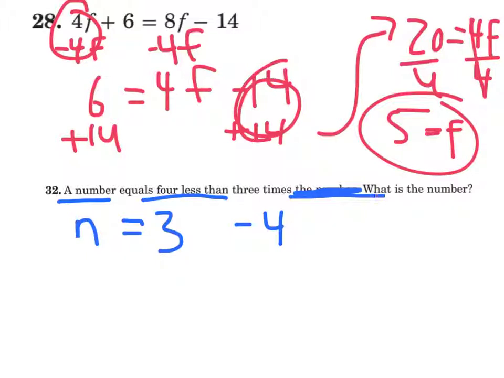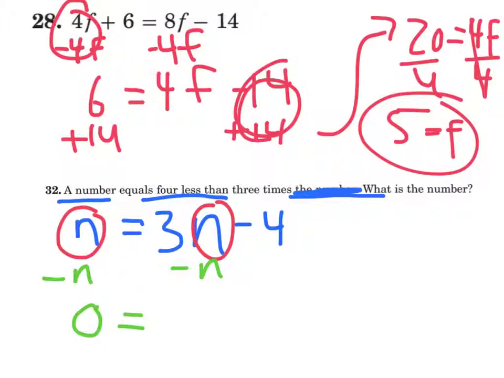Alright, down here, a number, so that's an unknown number, equals 4 less than 3 times the number. So when it says the number, it means the same number. So that's why this n and this n, that's the same n. So what is the number? Well, now I just need to subtract n from both sides. So I get 0 equals, that's important, n minus n is 0. 0 equals 2n minus 4.